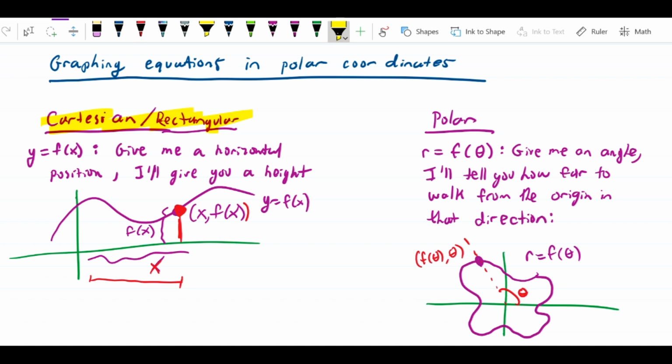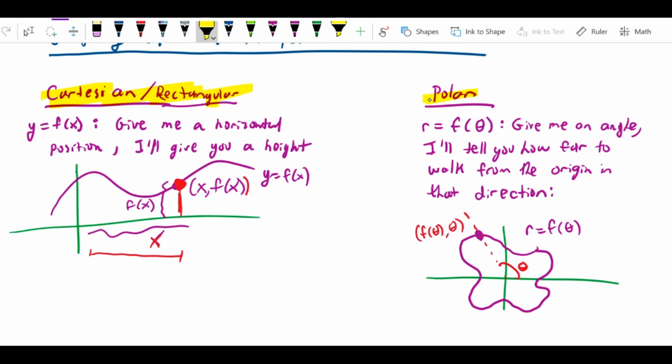So for polar coordinates, we have a different sense of what a function means. We write a function as r equals f of theta. Typically theta is the independent variable, and what we're saying is, give me an angle that you would like to turn around the center point, and I'll tell you how far to walk in the direction of that angle.